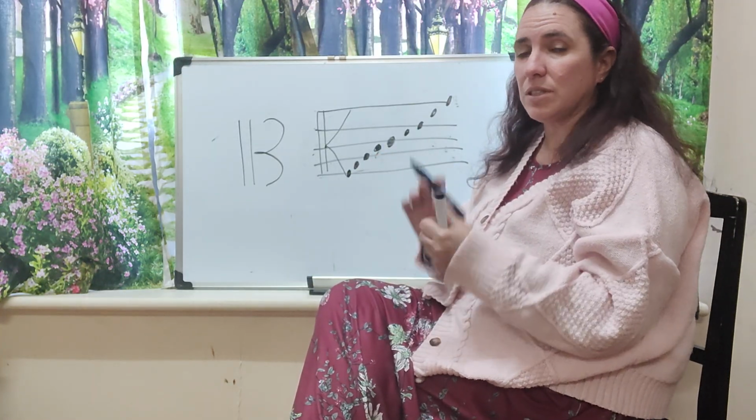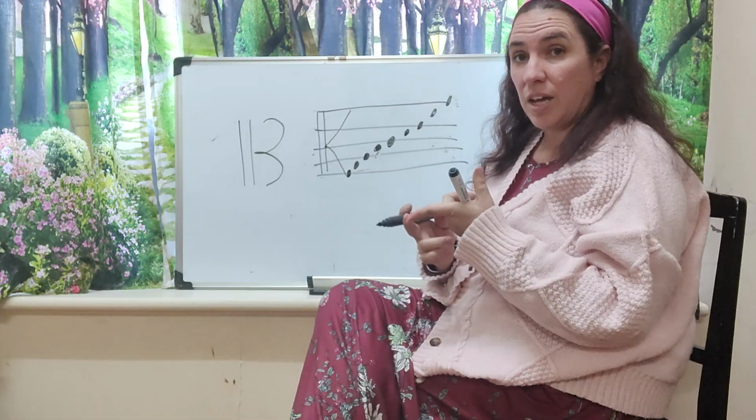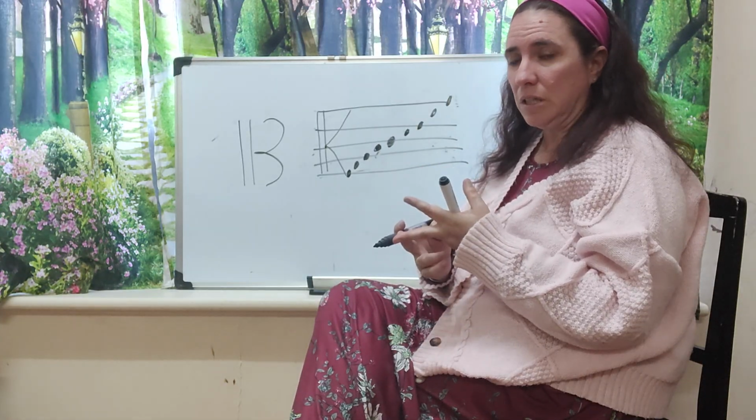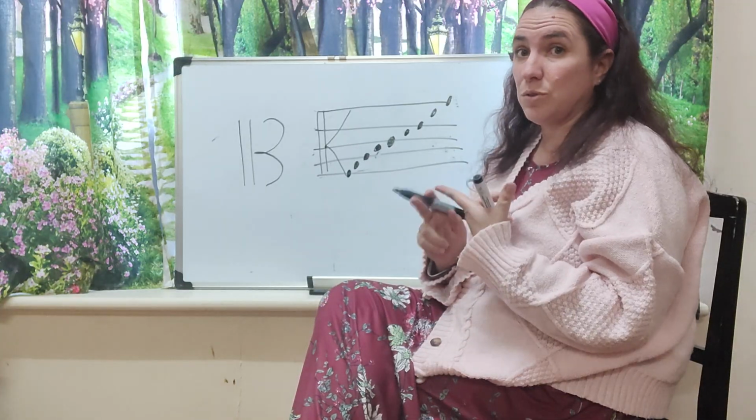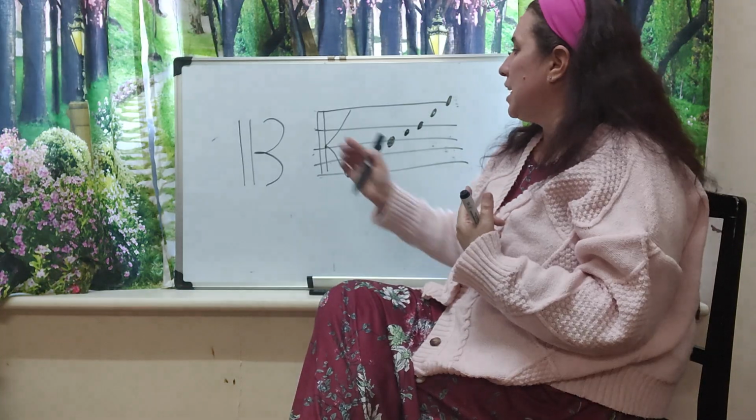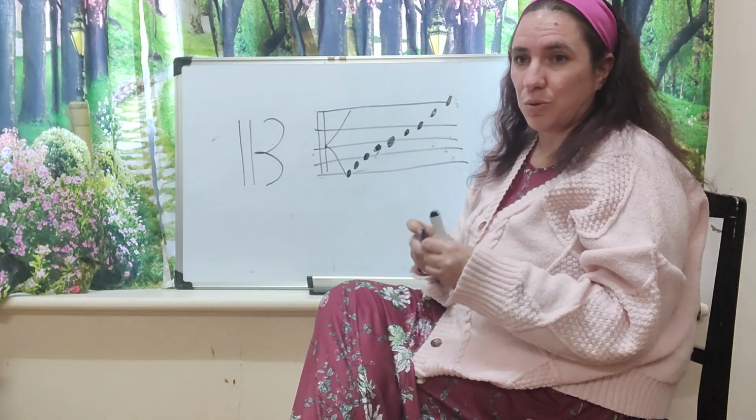So that's the three clefs, the C clef, the F clef, and the G clef. The G clef you'll sometimes hear called a treble clef, and the F clef you'll sometimes hear called a bass clef, and the C clef might be an alto or a tenor clef.